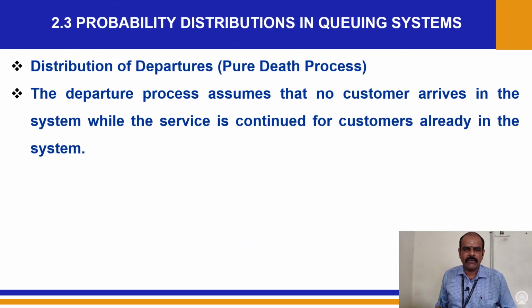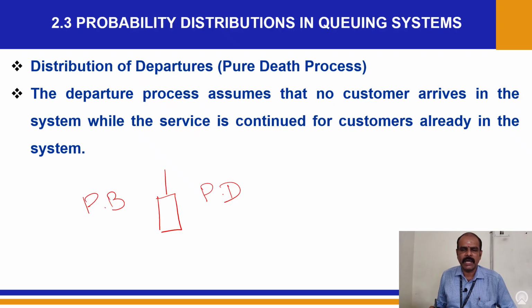So this is the distribution of departures. Now the counter is there. As we discussed, this is a pure birth process, and after this it is considered a pure death process. So this is the distribution of arrivals and this is the distribution of departures. Now assume that no customer arrives in the system while service continues for the customers already in the system. That is, they wait till their process is done until they leave the counter.